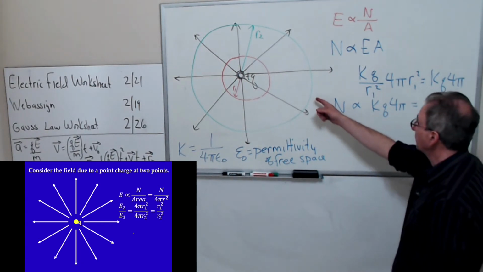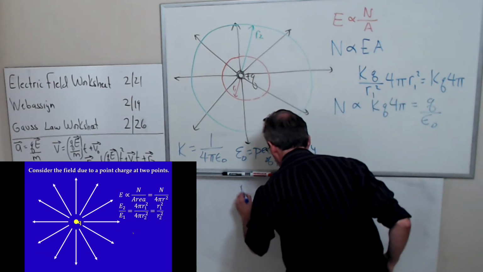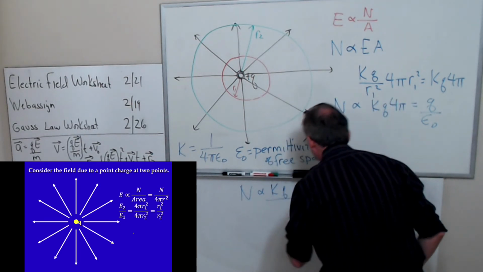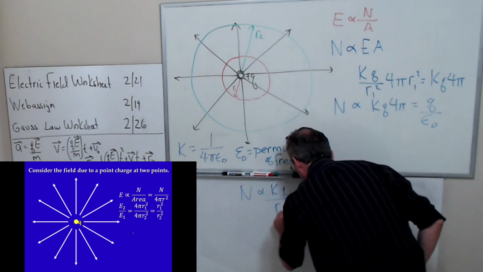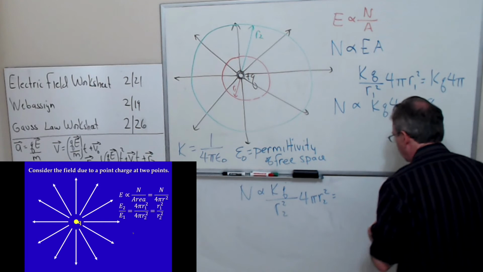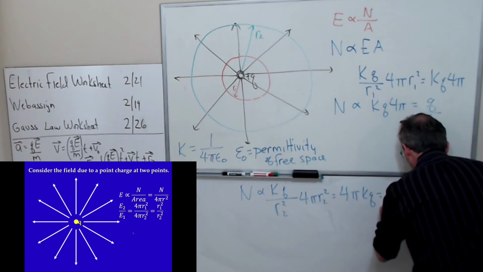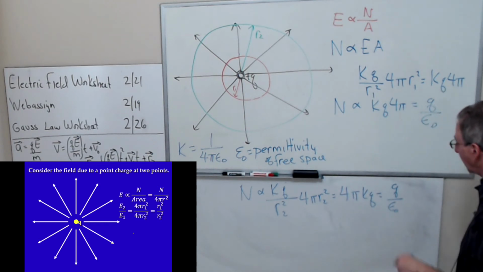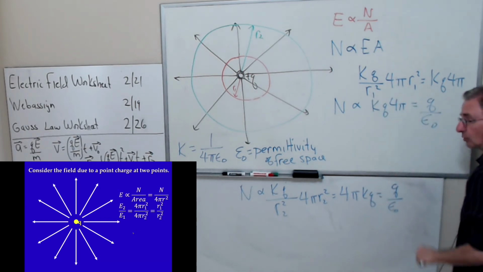Now, let me do the same thing for the green sphere. If I do the calculation for the green sphere, well, the electric field is KQ over R2 squared, times 4 pi R2 squared, and I'm going to get the same thing. 4 pi KQ, which is Q over epsilon naught. So as long as the charge is inside the sphere, I get that the field lines are proportional to whatever charge is enclosed inside the sphere.